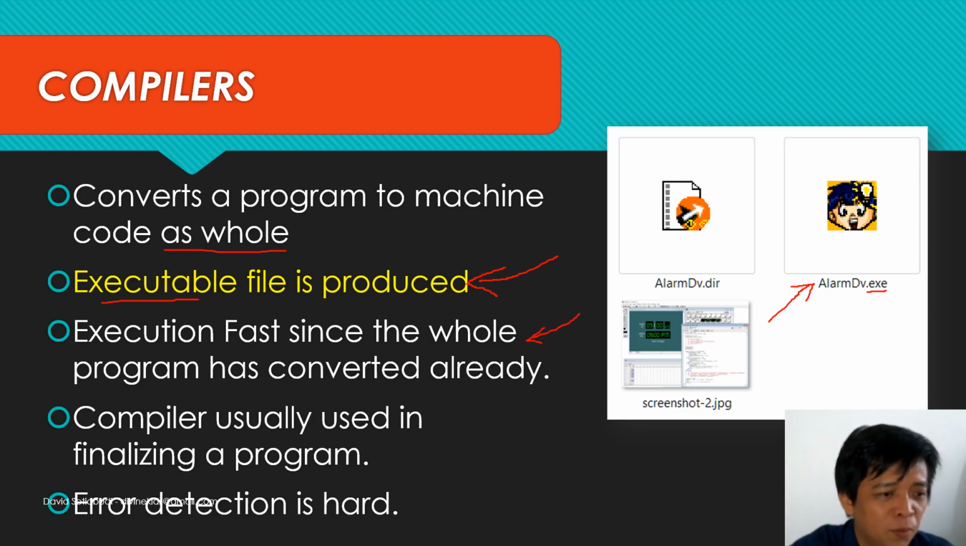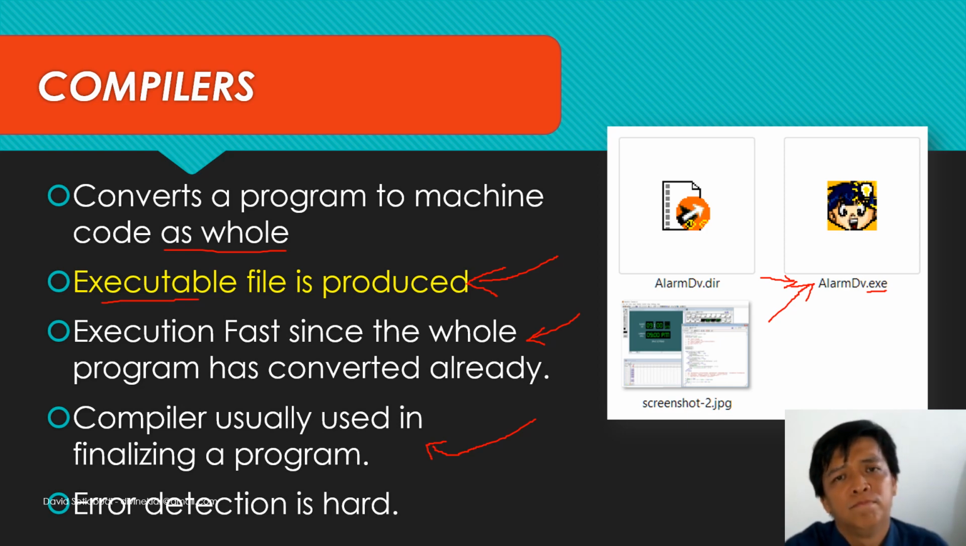Now, the third one. Execution is fast, since the whole program has been converted already. Yes, that's true, because it has already become an executable file. Everything is faster. You don't need to execute line by line. The fourth one. A compiler is usually used in finalizing a program.